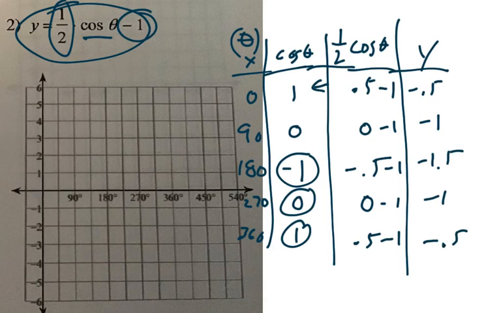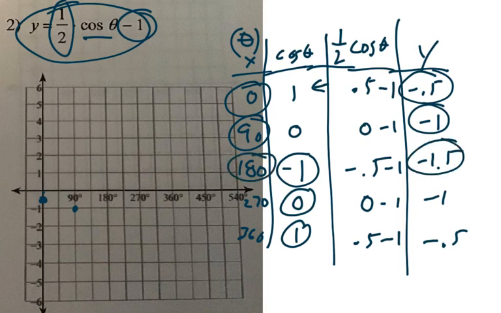We're ready to graph, guys. 0 degrees is negative 0.5. So I can only go down halfway, right? 90 is negative 1. 180 is negative 1.5. 270 is negative 1. 360 is negative 0.5. Guys, here's our wave.